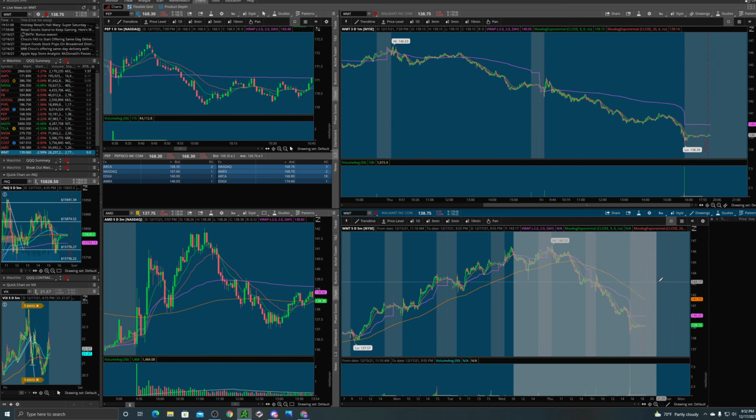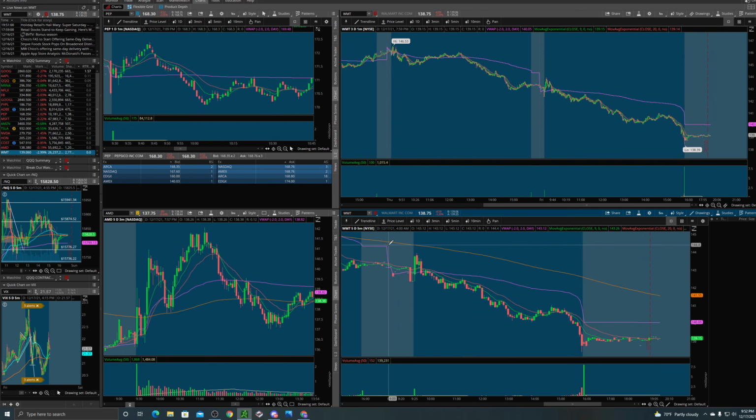I have a few different charts here. I have Walmart, I have Pepsi, and AMD. Okay, and I have 3 different time frames. This bottom right hand corner is the 5 minute. The top left is Pepsi on the 1 minute, and AMD here is on the 3 minute.